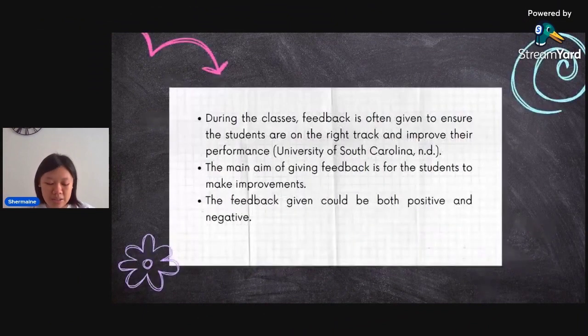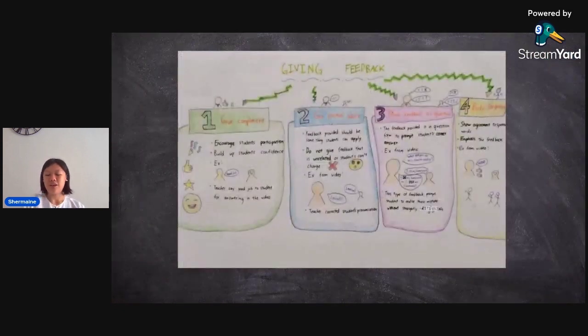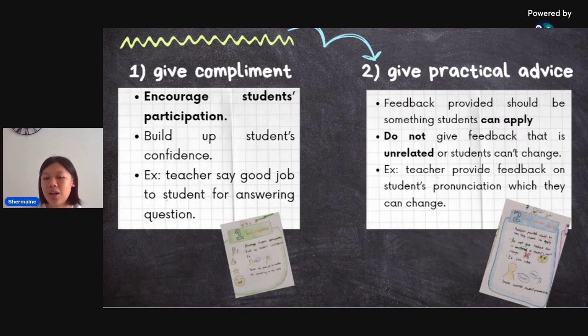So giving feedback, this is the last aspect. Giving feedback is to ensure that the students are on the right track and can improve their performance. So the main aim of giving feedback is for the student to make improvement. It could be both positive and negative. And this is the video clip I have analyzed, and these are the sketch notes I have made to analyze why the teacher thought he used is effective.